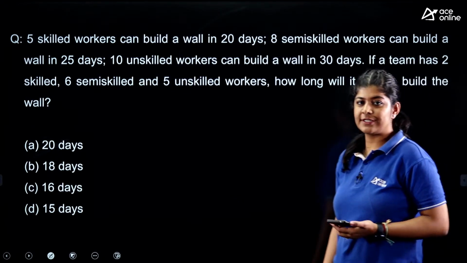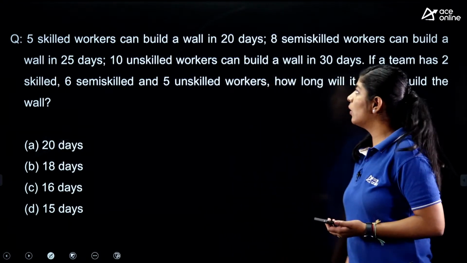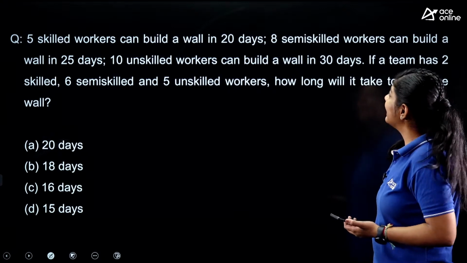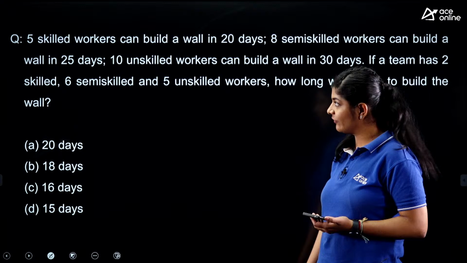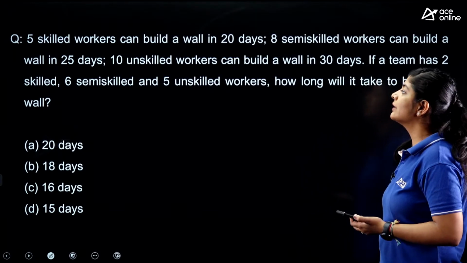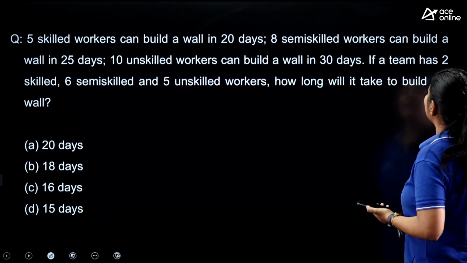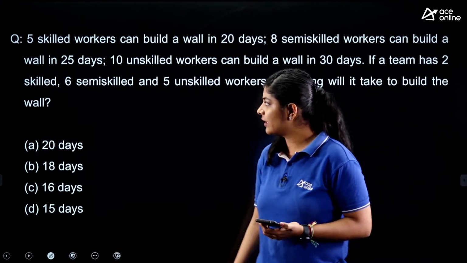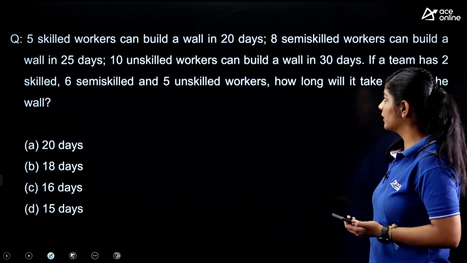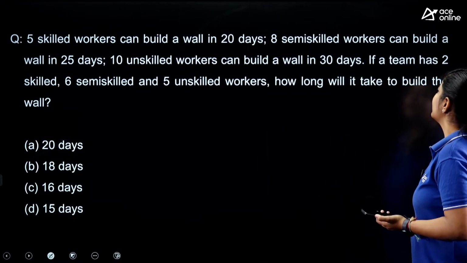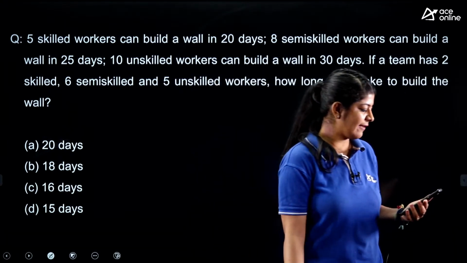And the next question says that 5 skilled workers can build a wall in 20 days. 8 semi-skilled workers can build a wall in 25 days. 10 unskilled workers can build a wall in 30 days. If a team has 2 skilled, 6 semi-skilled and 5 unskilled workers, how long will it take to build the wall, or we can say the same wall?